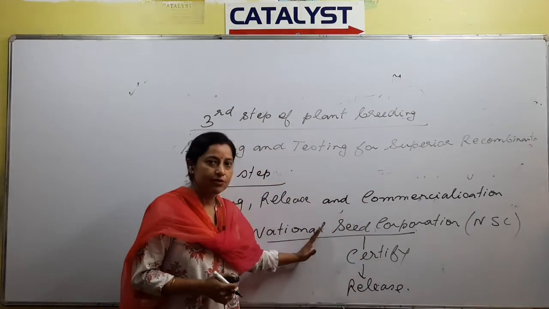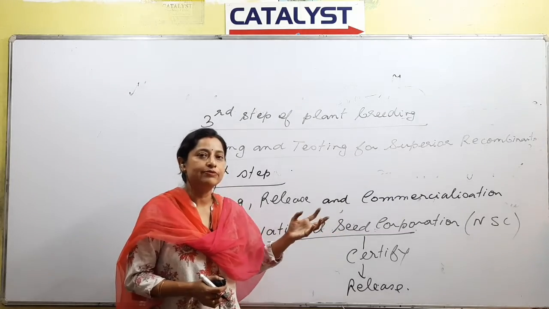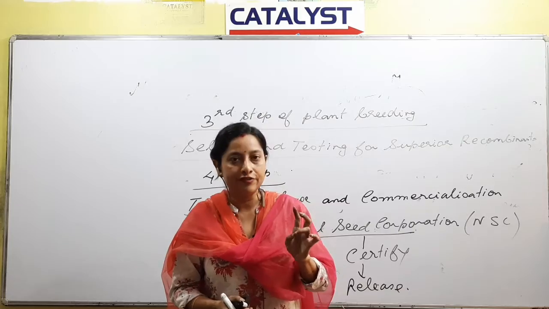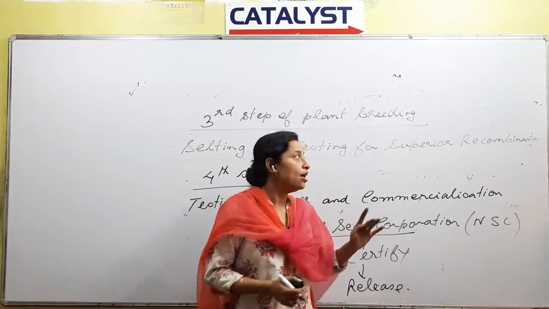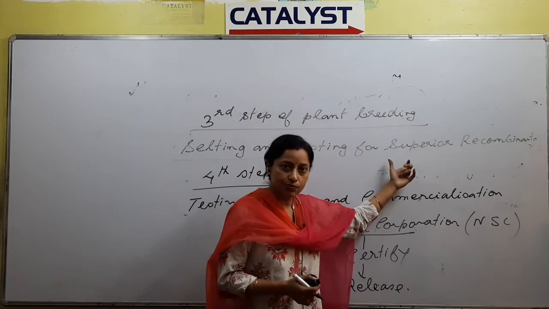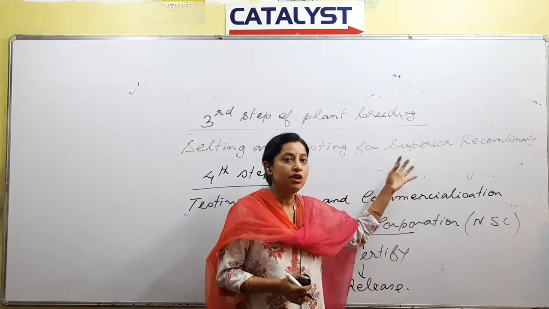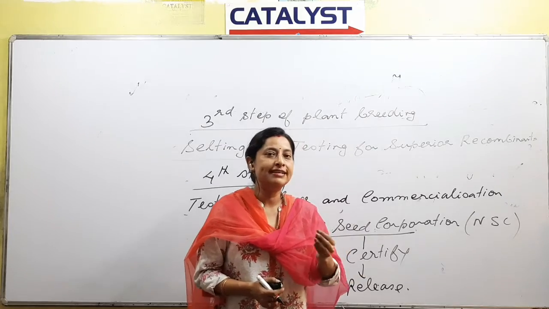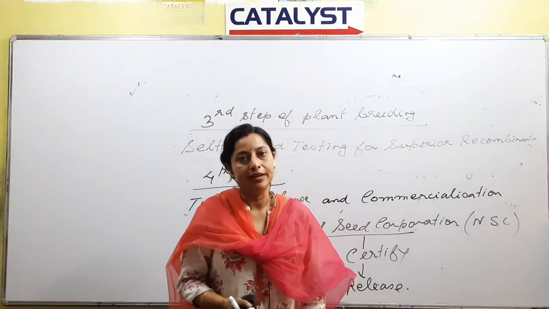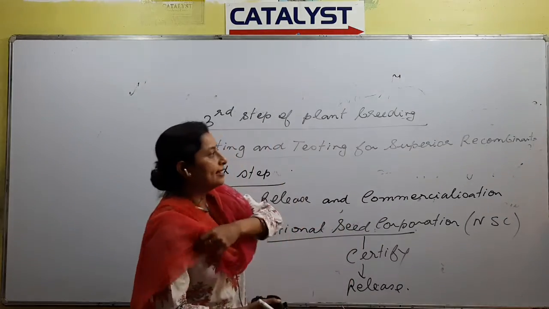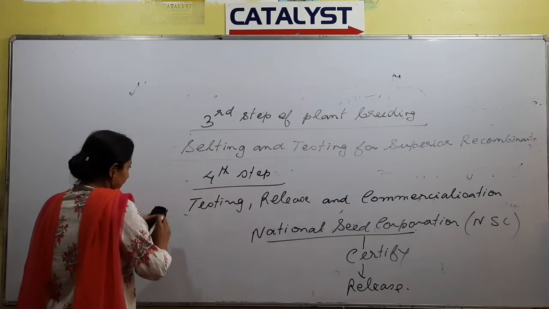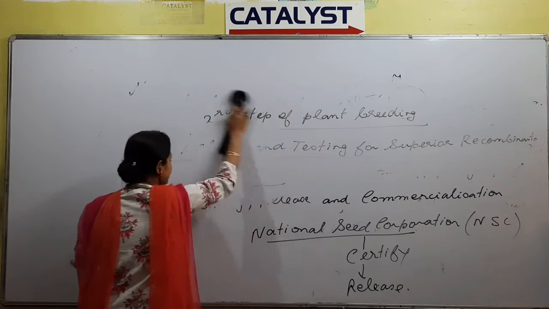It is a long technique, and we have discussed it under 4 headings: collection of variability, selection of parents, then testing, choosing the superior recombinants, and after that someone has to certify that this seed is perfect now. So these are the different steps of plant breeding. Any doubts? Okay. So within this chapter, what is the next thing that we are going to study?